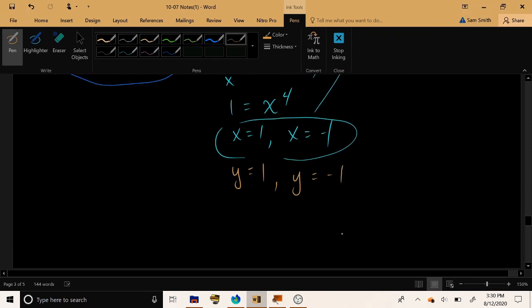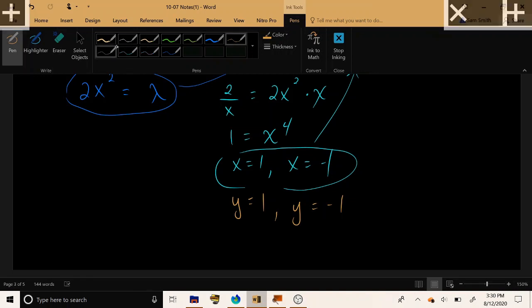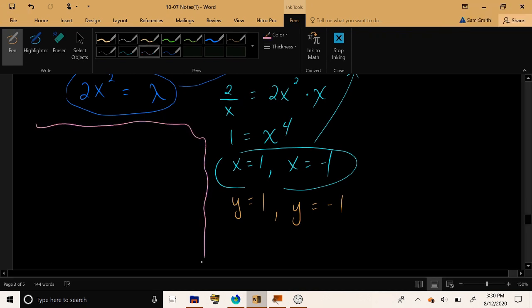Okay, so what we have found so far are 2 values of x and y that are candidates to be the absolute maximum and absolute minimum of the original function subject to the given constraint. Now let's try and figure out which of these, if either, is the absolute max and which is the absolute min. So let's start by plugging these points into the function.